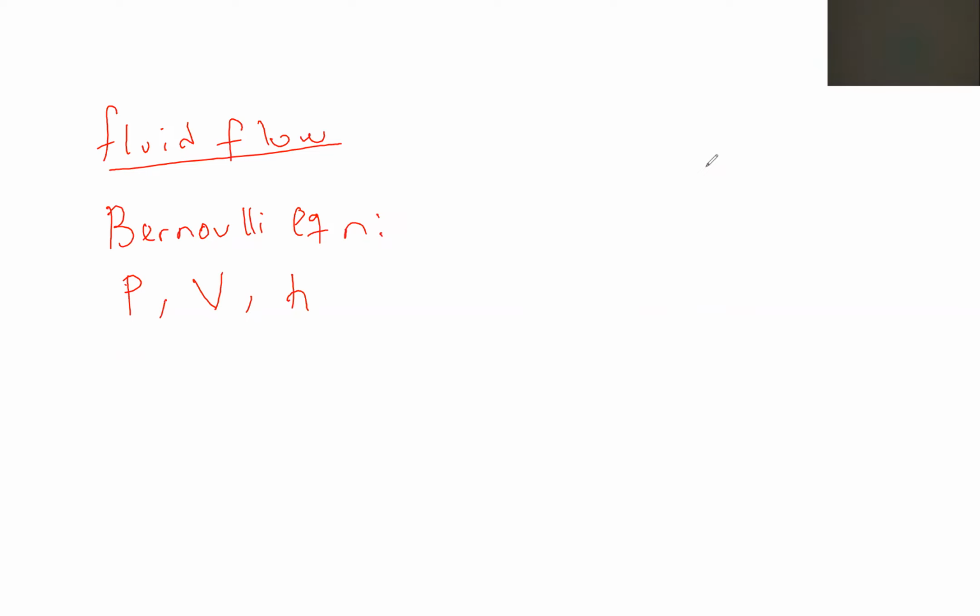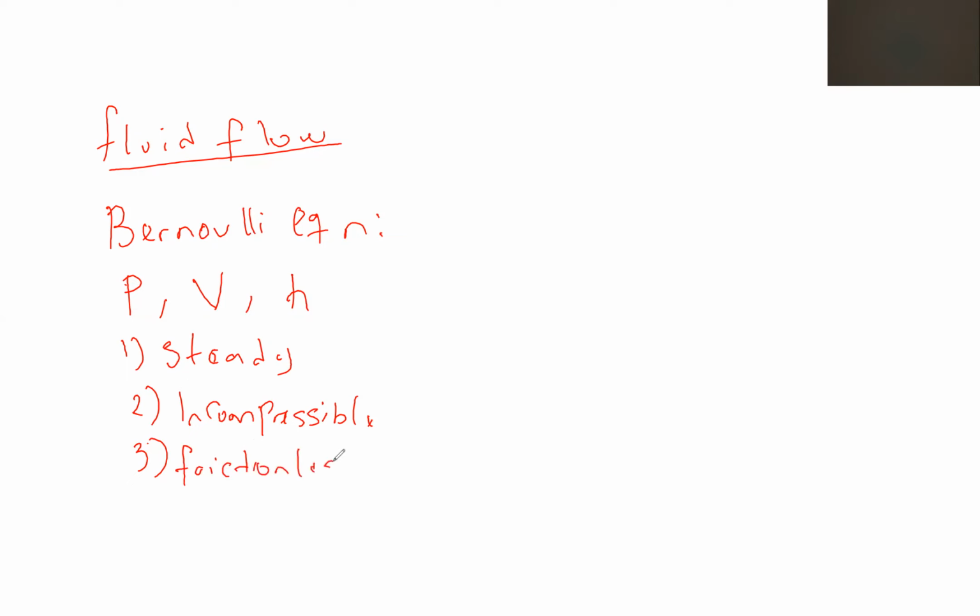So, it has to be steady flow. It has to be incompressible. There are other limitations for the Bernoulli as well. One we've already spoken about is it has to be steady. It has to be incompressible. And then it has to be a frictionless flow as well. Friction has to be considered negligible.